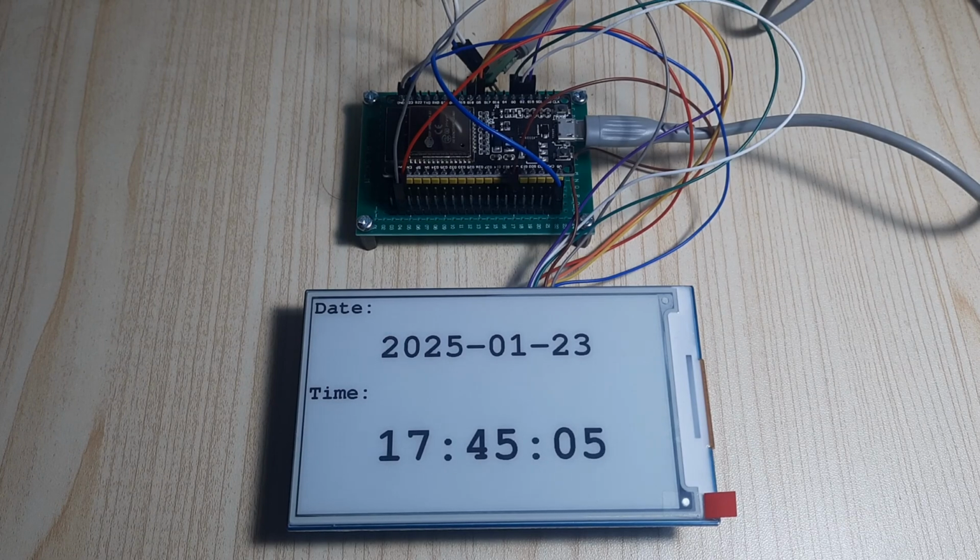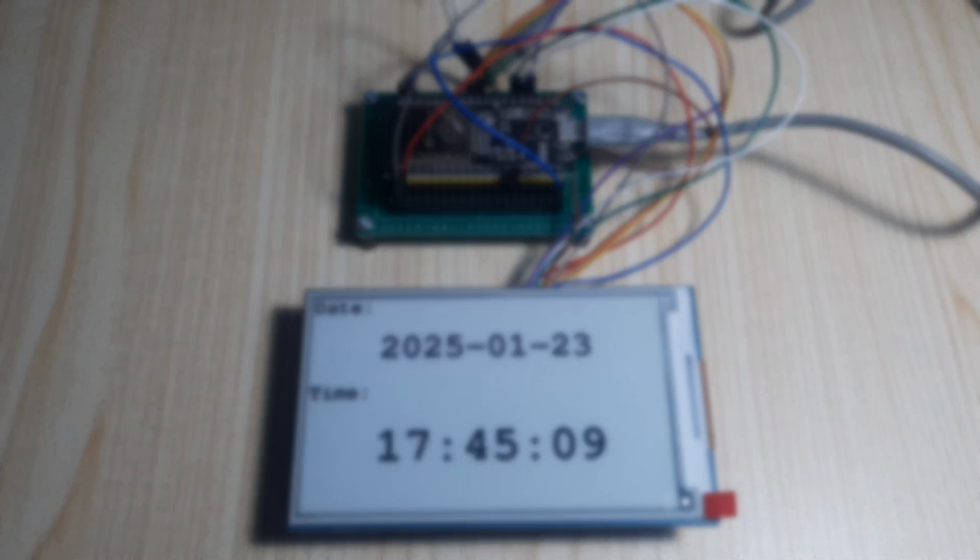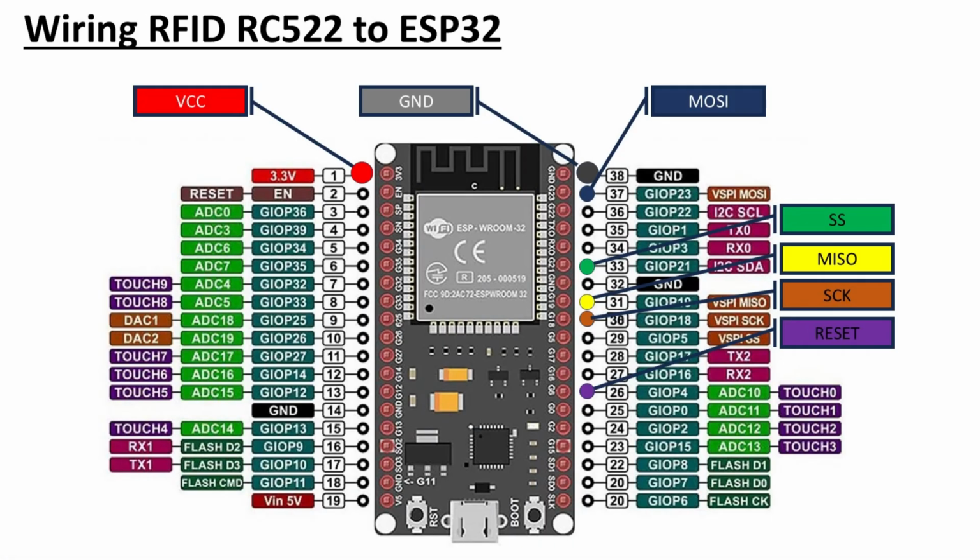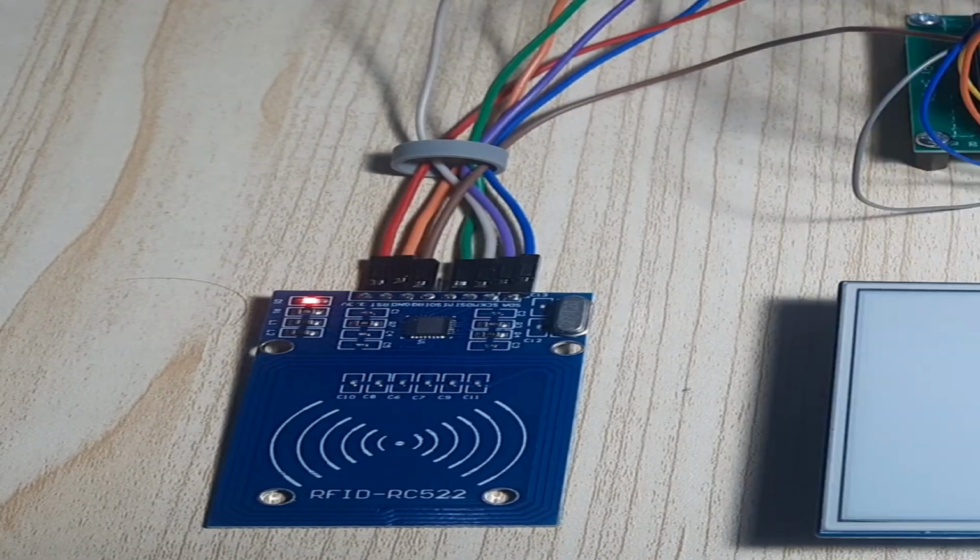For the next experiment, I will be using an RFID reader, and the e-paper will display the UID of the tag scanned by the RFID reader. Here is the wiring for the ESP32, where some of the pins are shared with the connection to the e-paper.